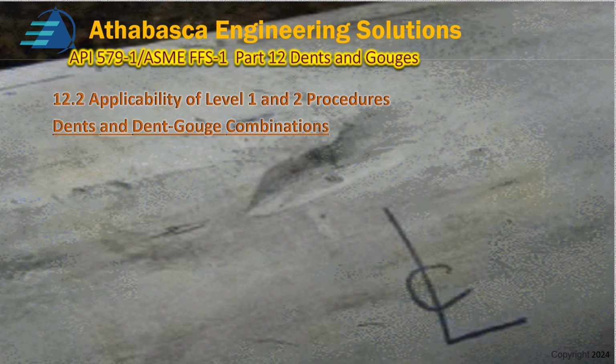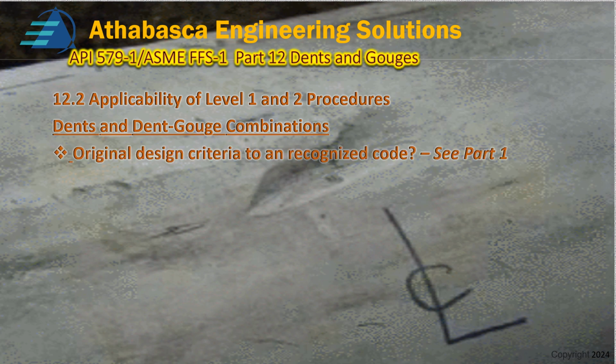We look at applicability. There are two levels that we'll look at for dent and dent-gouge combinations. They actually put dents and dent-gouge combinations together because the procedures are quite similar. So the first question is, was the original design criterion to a recognized code? We have earlier videos in part 1 about the recognized codes. That would be, for example, was the piping system built to CSA Z662 or B31.3, or was it part of ASME Section 8 Division 1?